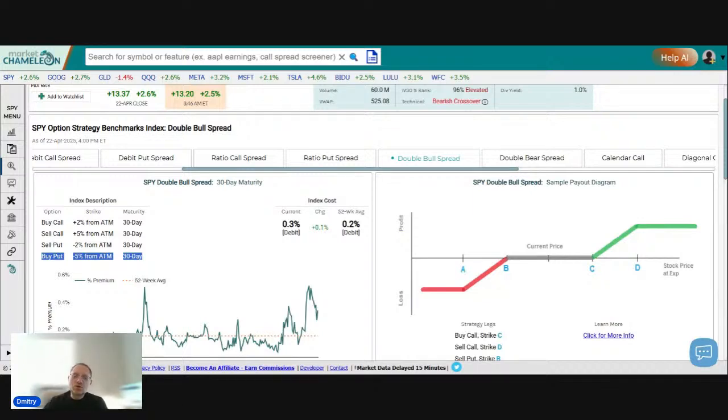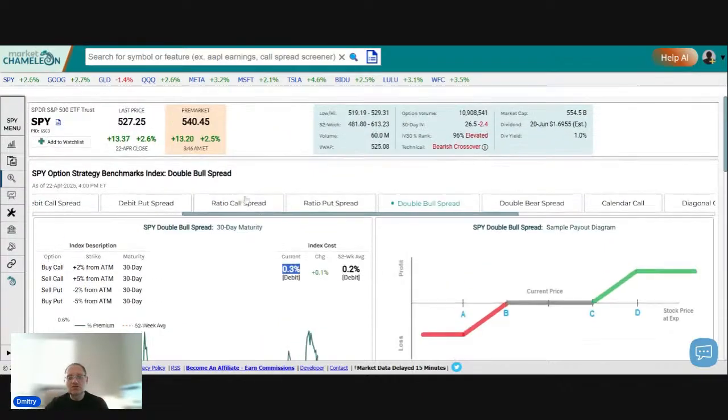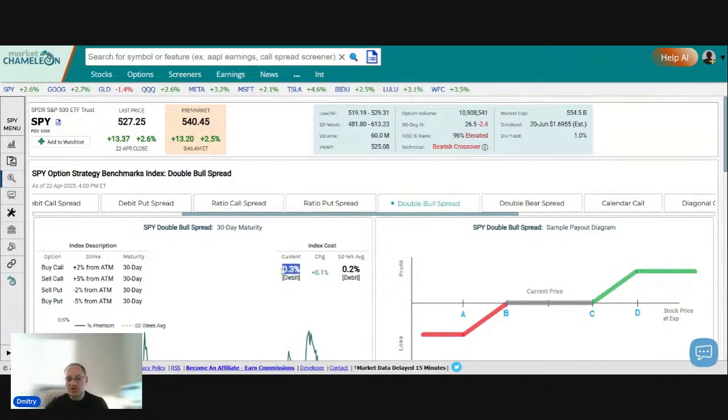That equates to 0.3% of the spot price. And we're using percentages so we could compare it to history, right? Because the stock is moving around. So what is it relative to the spot price? And here it's 0.3% of whatever the spot price was.